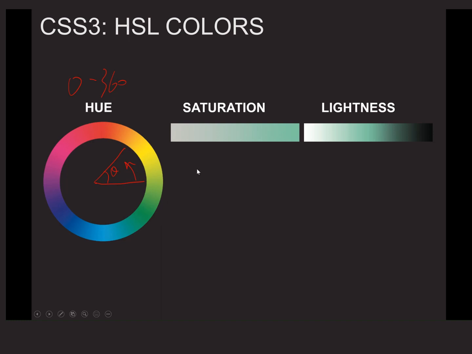Okay, this is first. And then saturation means how much gray you want to add to it. So it's from 0 to 100%, you just use a percentage. And the lightness is how much black you want to add to it. So this is the meaning for it.